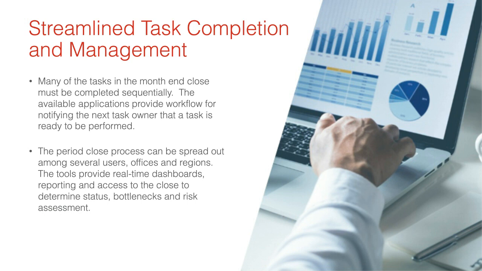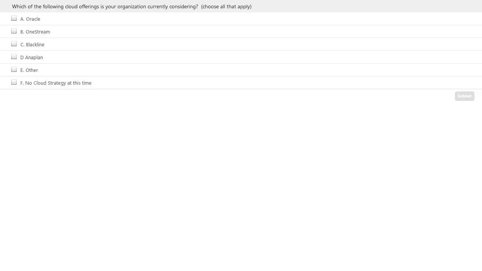All right, so that brings us to our next polling question. And it is, which of the following cloud offerings is your organization currently considering? And I would say if you currently have some of these cloud offerings, go ahead and click on the one that you have as well. So we have Oracle, OneStream, Blackline, Anaplan, or others. And for those that currently don't have a cloud strategy, please go ahead and click on that one. Give you guys a few seconds to go ahead and do that.